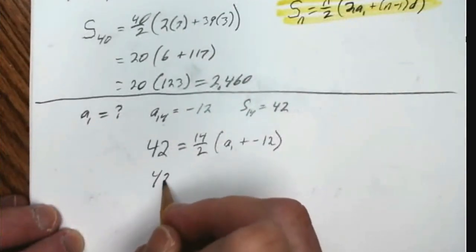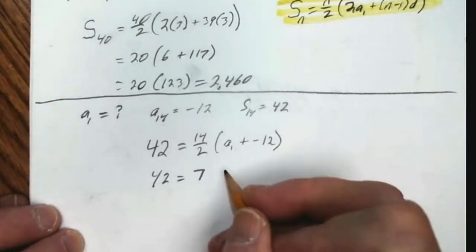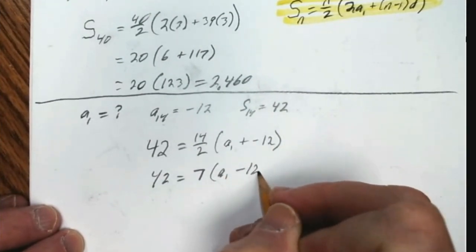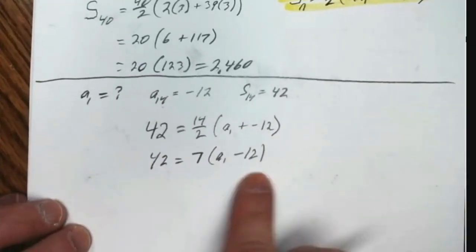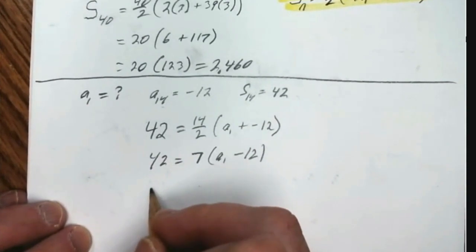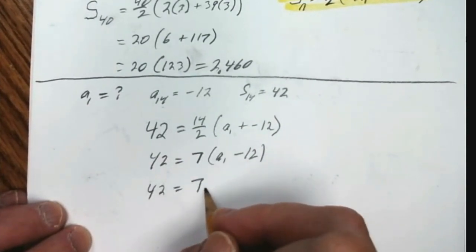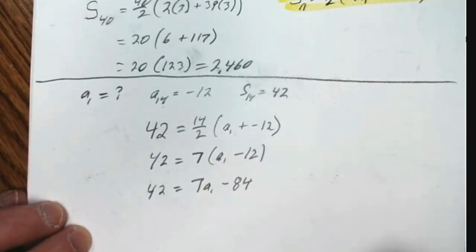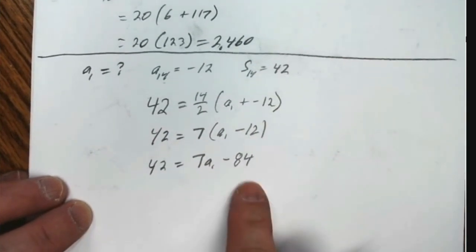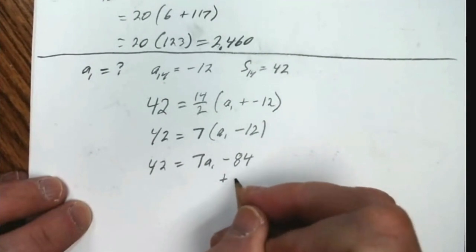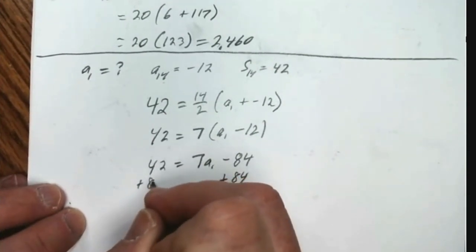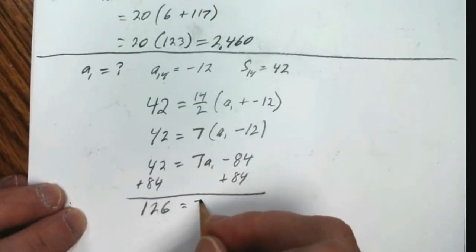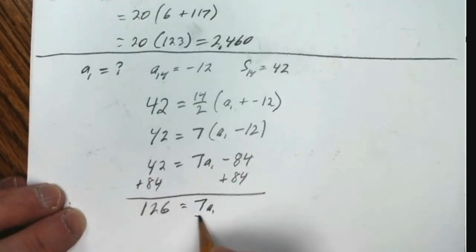So 42 equals 7 times a1 minus 12. Since it's plus a negative, we can say minus 12. So we have to distribute here. 42 equals 7 a1s, and then 7 times -12 is -84. Okay, let's get a1 by itself. Add 84. 126 equals 7 a1s. Divide both sides by 7.